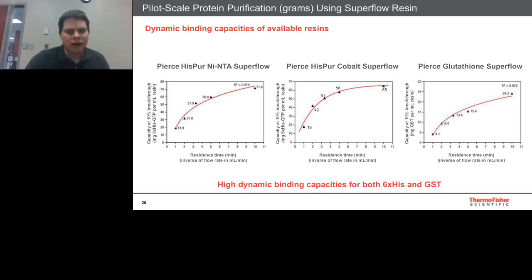Dynamic binding capacities for His-Pure nickel NTA superflow, His-Pure cobalt superflow, and glutathione superflow are shown here. The resins all have high binding capacities. Binding capacity will be protein specific. Determining your binding capacity can be useful for further process improvement. Identifying the flow rate at which you see an inflection point in the binding capacity is a good starting point for optimal flow rate and yield in your purification process.